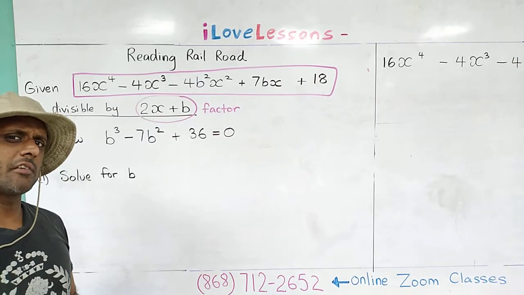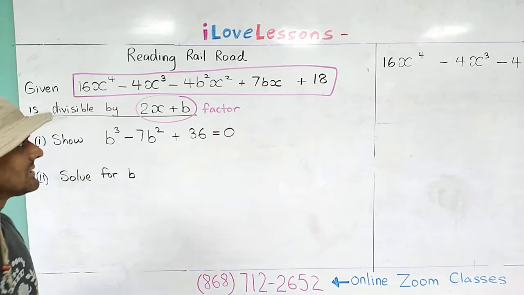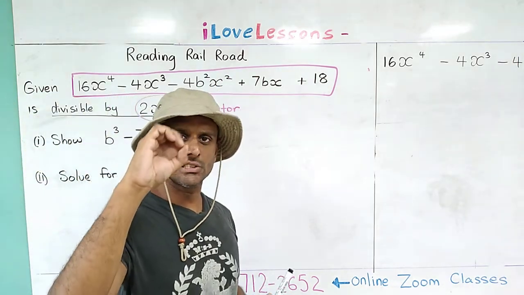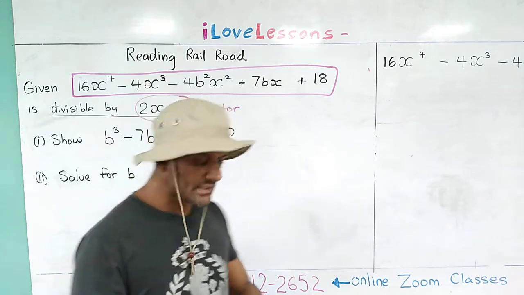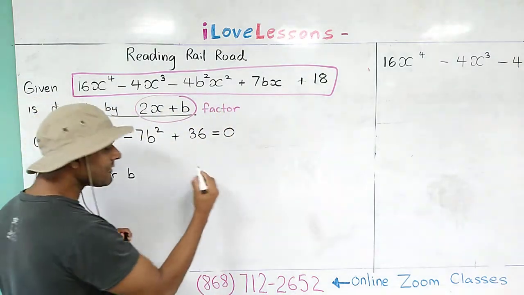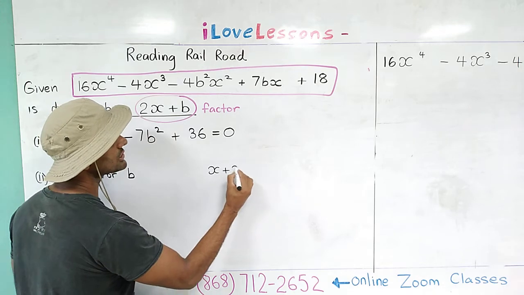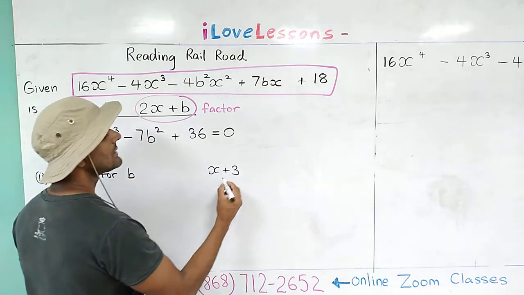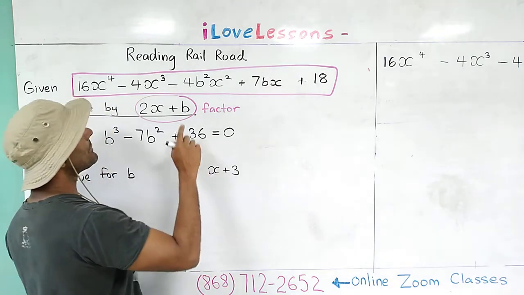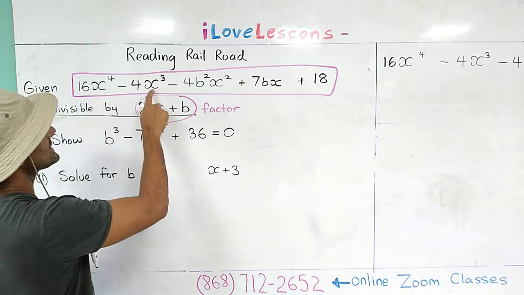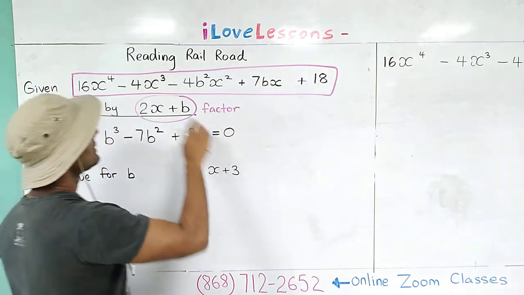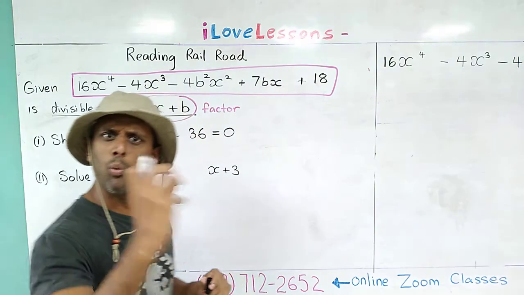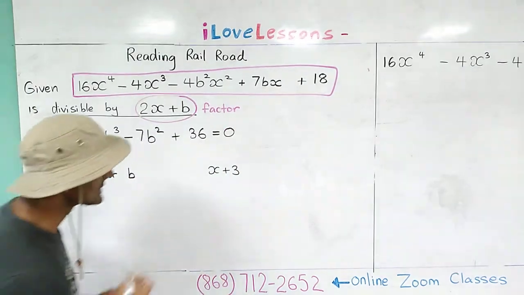When something is a factor, that means if you divide this by this, the remainder is supposed to be equal to 0. So if I told you x plus 3 was a factor, that means if we replace x with a certain value here, when we replace it and simplify it, we will get what? 0. But what would we have to replace x with?